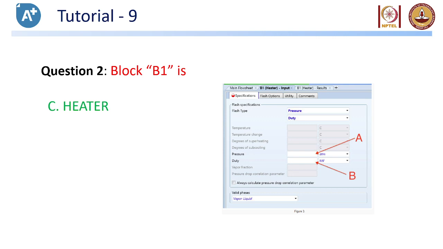So the right answer is the heater, right? It's asking you what is the heat duty and what is the outlet pressure. So it's the heater or the cooler block. It has other inputs like temperature, temperature change, degree of superheating, etc. Let's read the required inputs. With that, you'll be able to decide which model palette I'm discussing. Okay, fine.